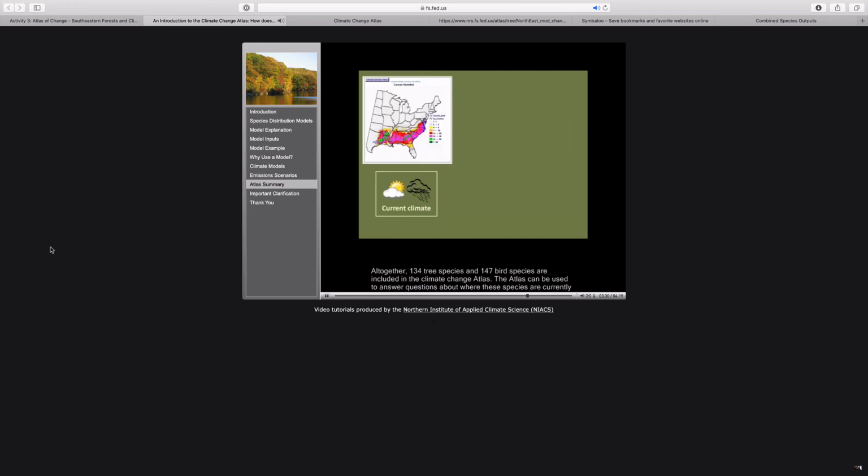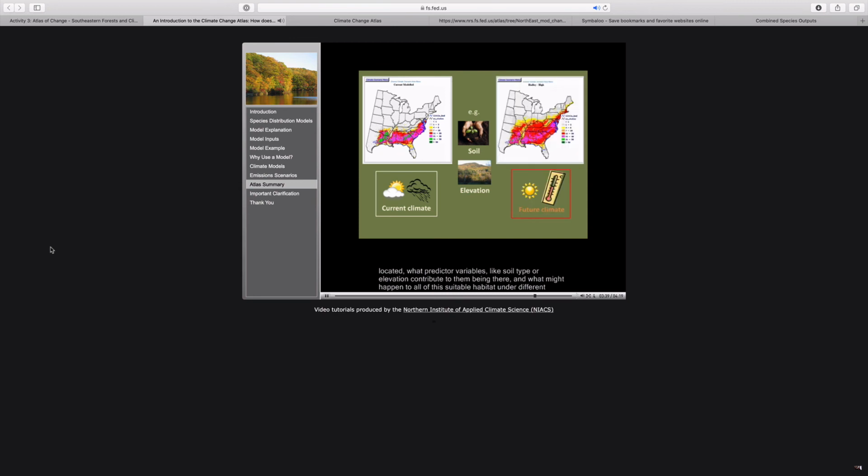The atlas can be used to answer questions about where these species are currently located, what predictor variables like soil type or elevation contribute to them being there, and what might happen to all of the suitable habitat under different climate scenarios. This can be used to make more educated decisions about how to manage a forest, or simply to get an idea about how your environment might be different in the future.